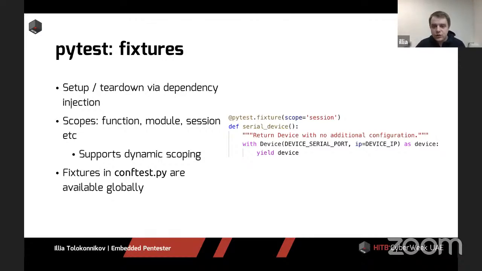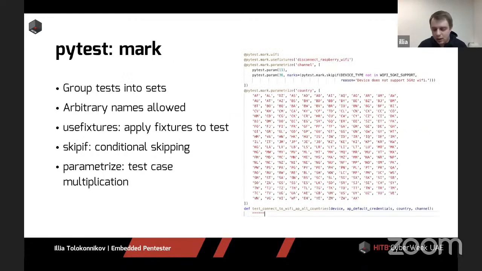When you build a hierarchy of those fixtures, you can reason about it: create a simple serial device on a session scope, and then later a specific device with, say, power measurement capabilities and several SSH connections in that specialized fixture. And the other thing is mark. The mark's simplest purpose is just to group tests into sets, and that will later allow us to run customized pipelines with a couple of command line arguments.